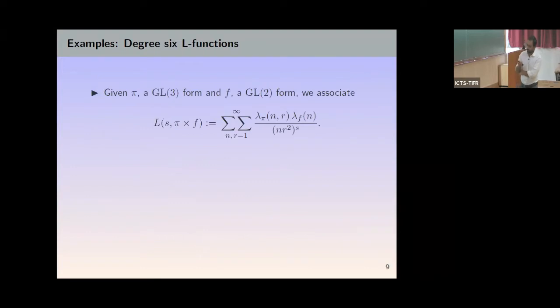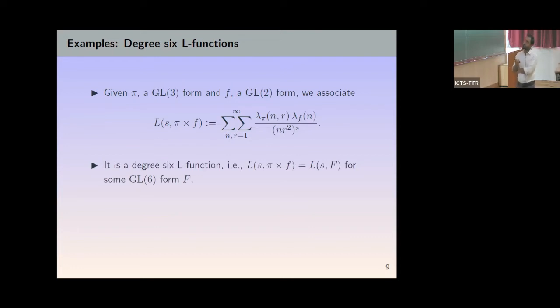Let's move on to even higher degree, so degree 6 L-functions. Don't worry about them if you have not seen them, but just think of them as a product of GL3 and GL2. Take a GL3 form, which I defined in a previous slide, and a GL2 form, a modular form. Now you associate, using these coefficients, lambda_pi(n, r) lambda_f(n) over n r squared to the power s. It is known to be a degree 6 L-function.